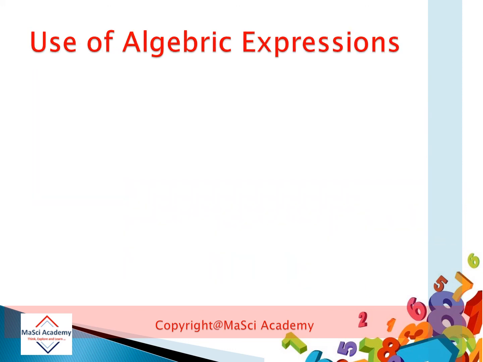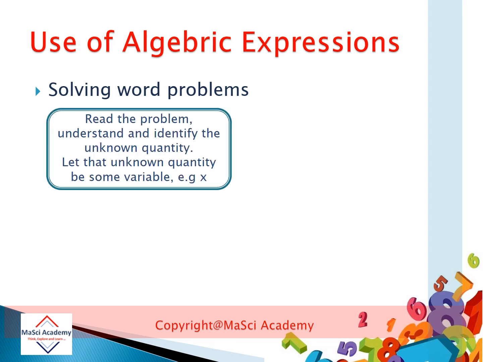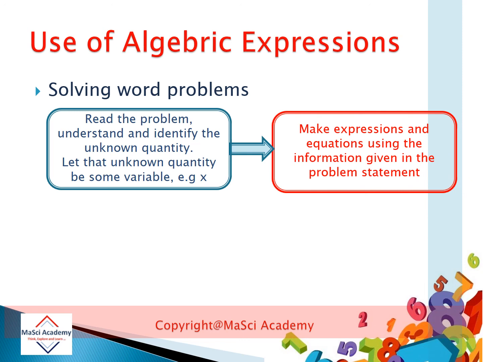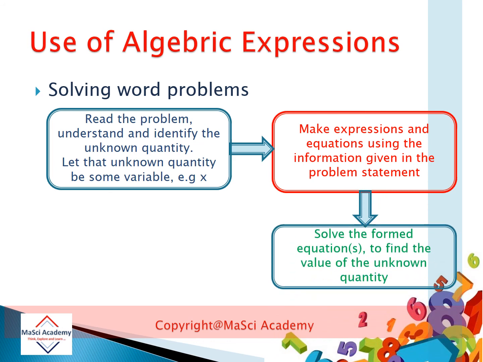So far we have seen how to make algebraic expressions. So what is the use of these expressions? For solving word problems. The first step to solve any word problem is to read the problem, understand and identify the unknown quantity, and let that unknown quantity be some variable x. Then we make expressions and equations using the information given in the problem statement. And then these equations are solved to find the value of the unknown quantity. So in this video, we have focused on how to make expressions and equations using the information or the phrases that are being used in the word problems.